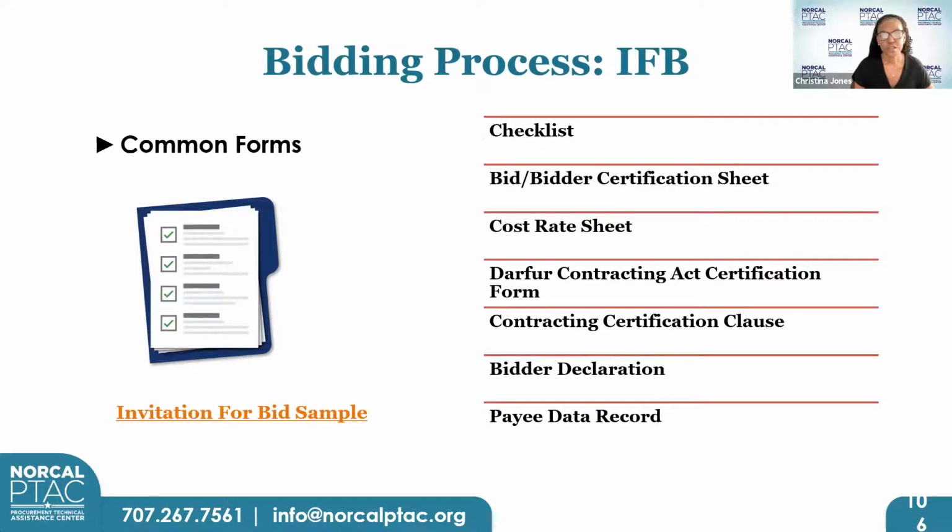So these are some common forms for the IFBs, invitation for bid. If you click on this link here, the orange link, it's going to have a complete sample of the forms. And these are for, like I mentioned, the janitorial type services or pest control, those types of things, where they have a very standard response. So yes, I can provide it. No, I can't meet it.